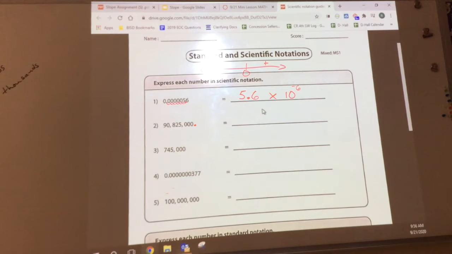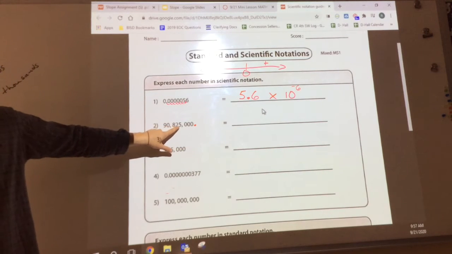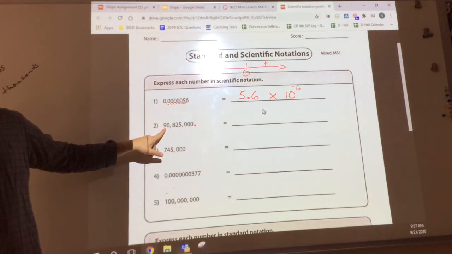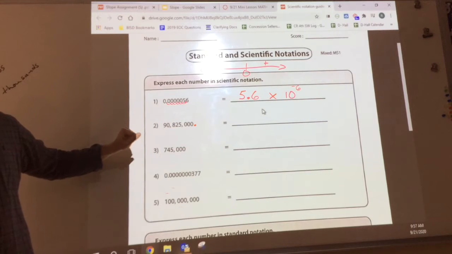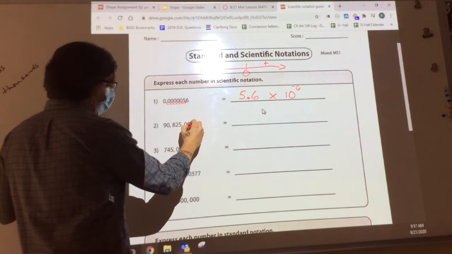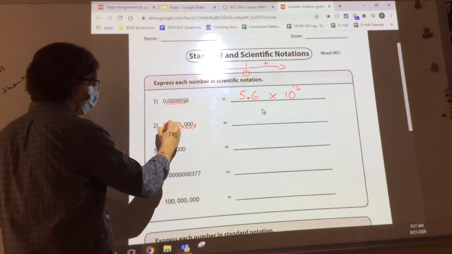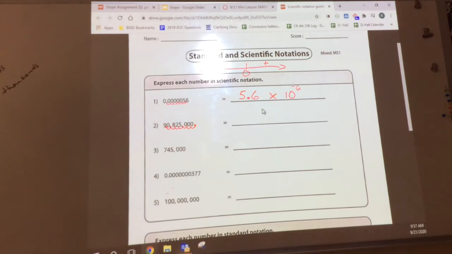Rosie? 2, 5. Not the 2, 5, because then I've got 1, 2, 3, 4 numbers to the left of it. You want to try again? So then between the 9 and the 0. Good. So it's going to be 1, 2, 3, 4, 5, 6, 7. Are we okay with that?